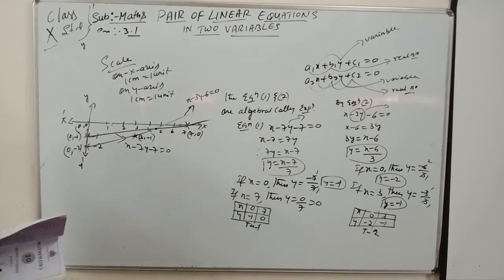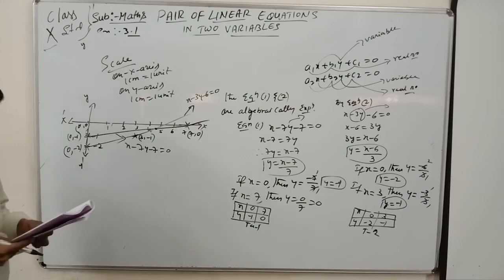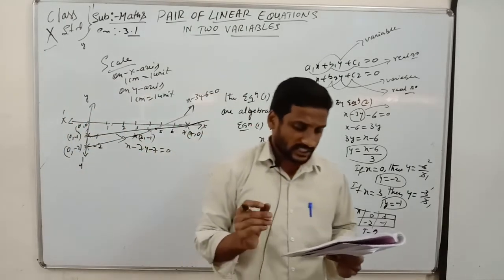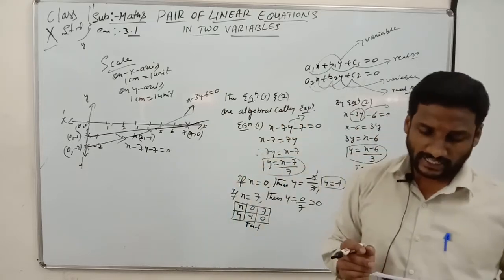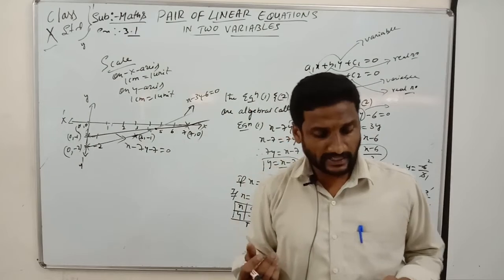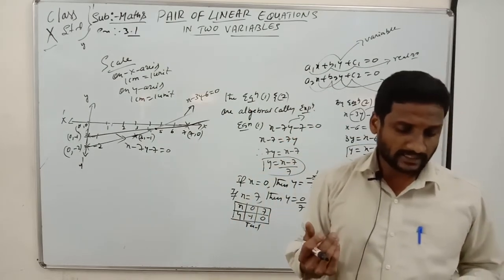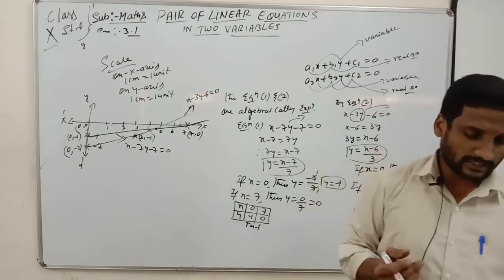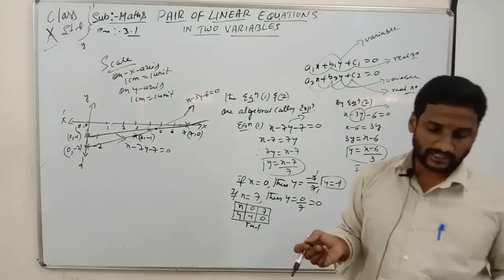Similarly, the same applies to the next one. See here: the coach of a cricket team buys 3 bats and 6 balls for rupees 3,900. Later she buys another bat and 3 more balls of the same kind for rupees 1,300. Represent these situations algebraically and geometrically.